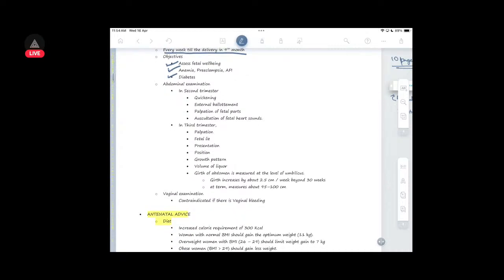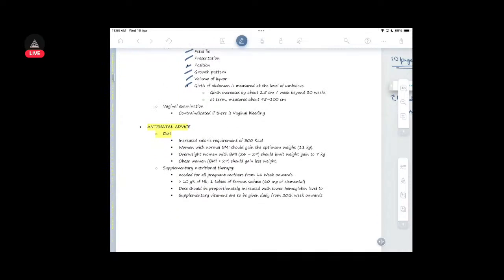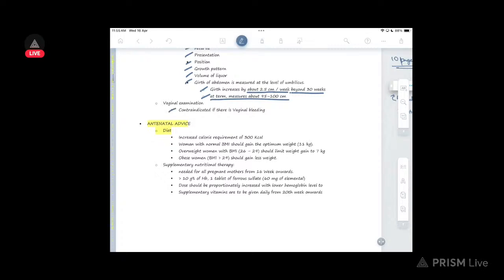Then abdominal examination in the 2nd trimester: quickening, external ballottement, palpation of fetal parts and auscultation of the fetal heart sound. In the 3rd trimester you can do palpation: fetal lie, presentation, position, growth pattern, volume of liquor, and girth of abdomen measured at the level of the umbilicus. Girth increases by about 2.5 cm per week beyond 30 weeks. Term measures about 95 to 100 cm. Vaginal examination is contraindicated if there is vaginal bleeding.